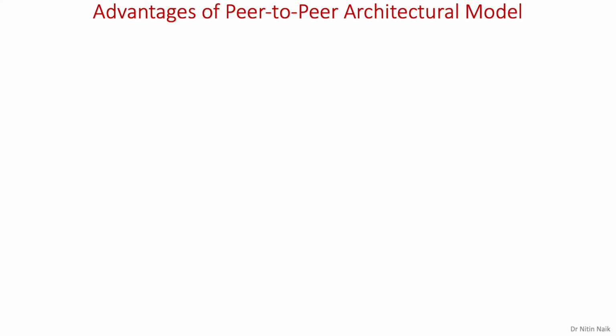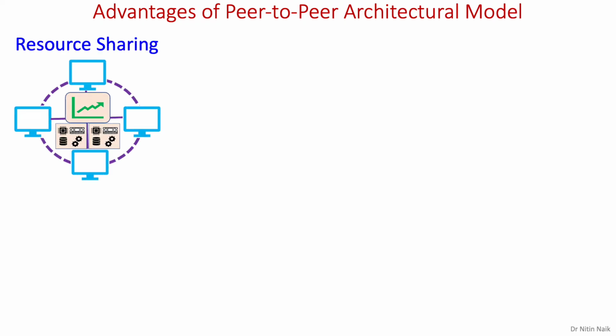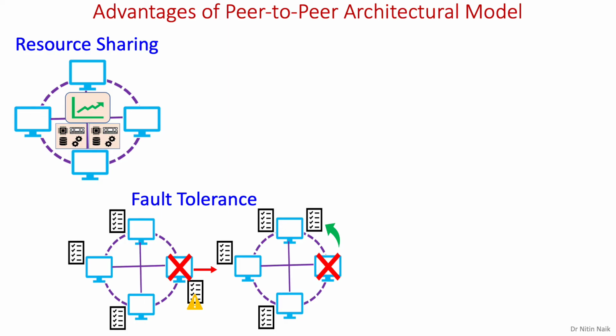Next, advantages of the peer-to-peer architectural model. Firstly, resource sharing. In peer-to-peer architecture, resources are shared among all the nodes, and nodes can provide and consume resources at the same time to share the load. Secondly, fault tolerance. Peer-to-peer architecture is very resilient to faults. Nodes work independently of each other. Therefore, if some nodes go down, then their workload can be taken over by other nodes and the distributed system continues its working as normal.